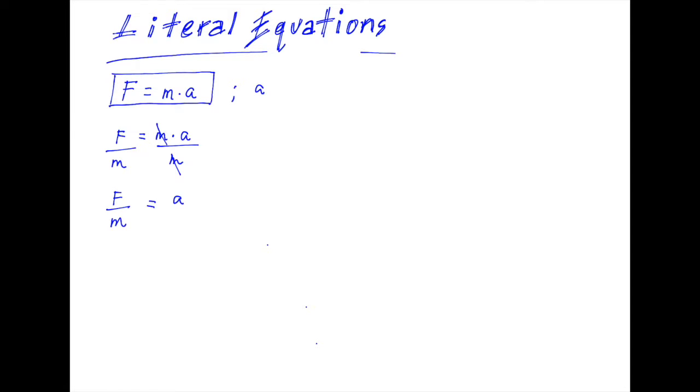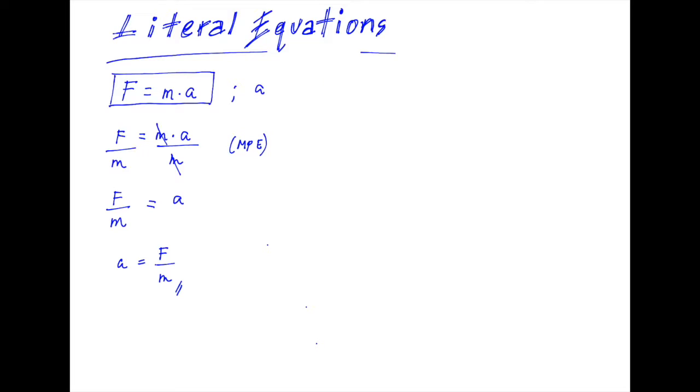Now, in mathematics, this is the same as the multiplication property of equality, wherein we multiply both sides by 1 over M. For a simpler process, I just simply divide by M on both sides. So therefore, we can say that the formula of our acceleration is F over M.